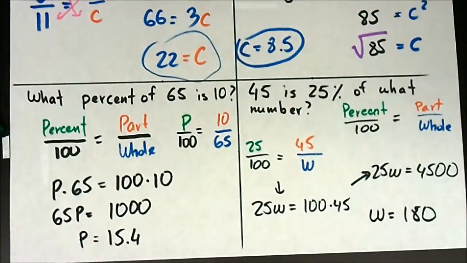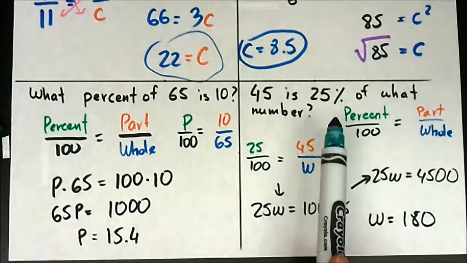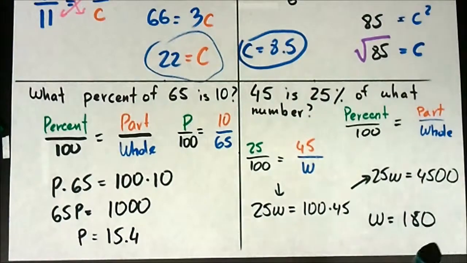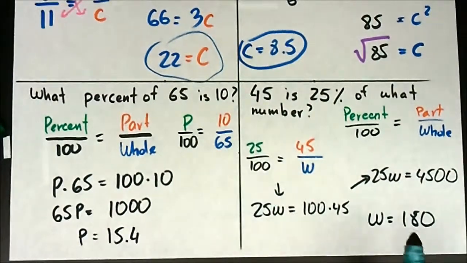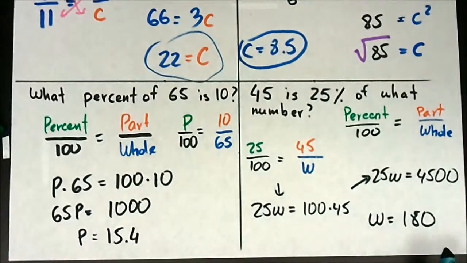Logic check. 45 is 25% of 180. Sure, it makes sense. 25% is about a quarter, and 45 does seem to be about a quarter of 180. I mean, right about there. So, because 45 is half of 90, and two 90s fit into 180, yeah, that actually makes perfect sense. Questions about that one?